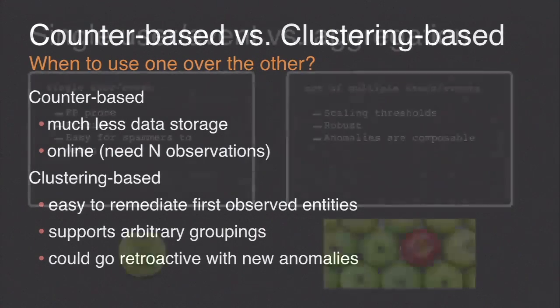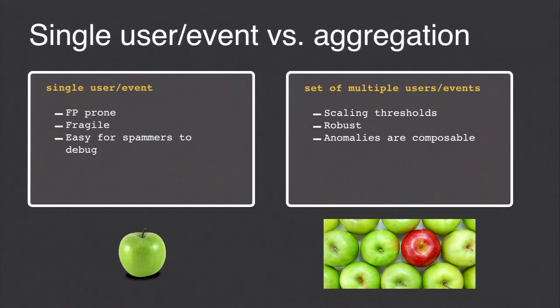And no matter which method we pick, both the counter-based and clustering-based anomaly detection systems do classification on a group of users and a group of events, as opposed to a single user or a single event. The advantage of doing that is that it's more robust, in the sense that we are more confident in our decisions compared to single user and single event classification. Furthermore, it's more difficult for the spammers to debug.